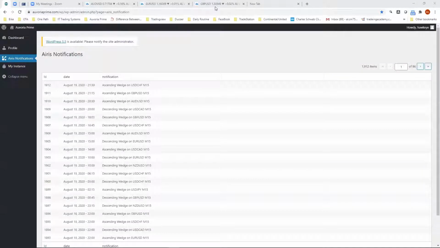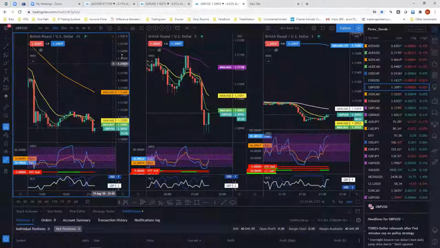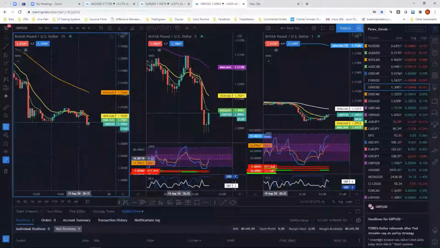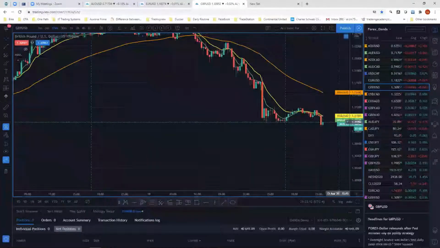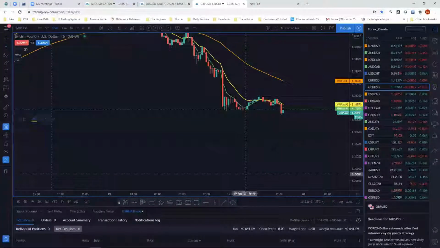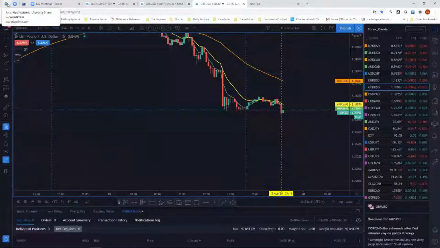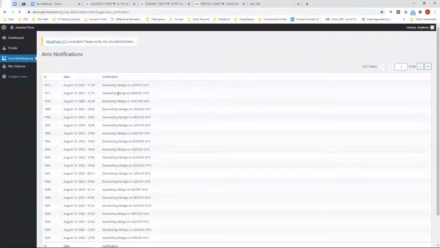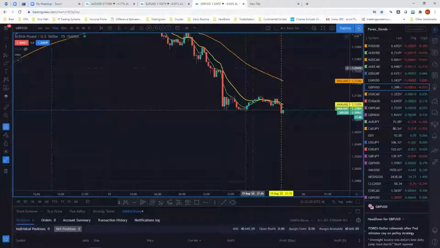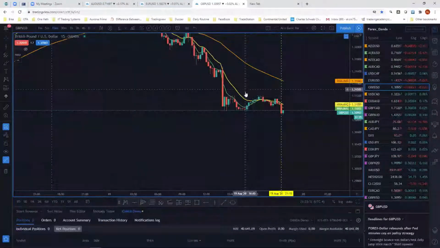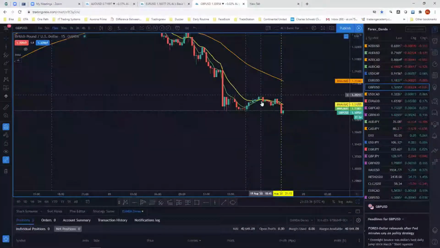It's an ascending wedge on the British US, and that was at 9:15. So what we're going to do is go to the 15-minute chart and mark a vertical line at 9:15, and double check to make sure it was an ascending wedge, which means we'd be looking at pivot highs and pivot lows. Right now, this is where the daybreak started, so this is from 5 o'clock this evening to the current time.